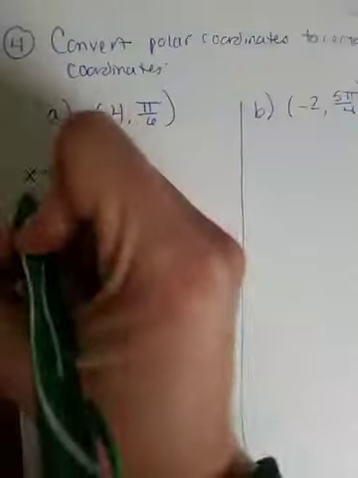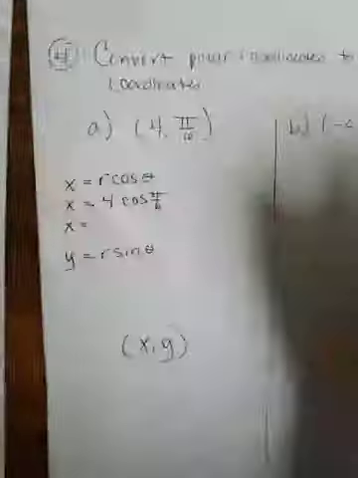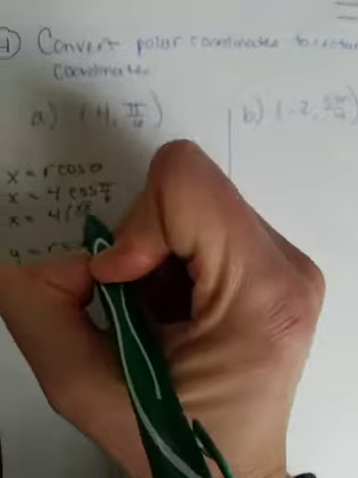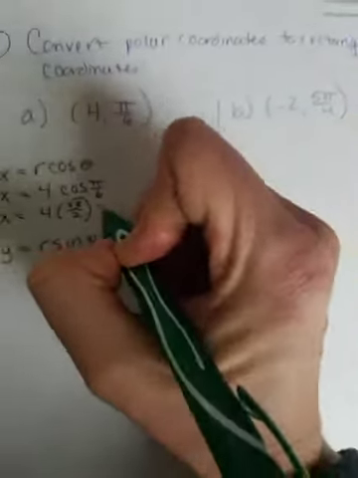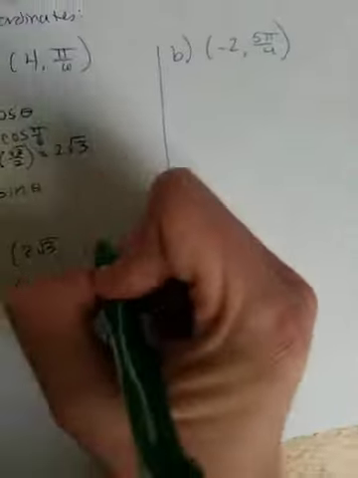Okay, so my r is 4. I'm doing the cosine of pi over 6. Your cosine of pi over 6 is root 3 over 2. And if you simplify that, you're going to get 2 root 3. So that's your x coordinate.